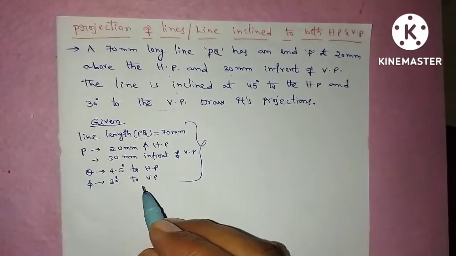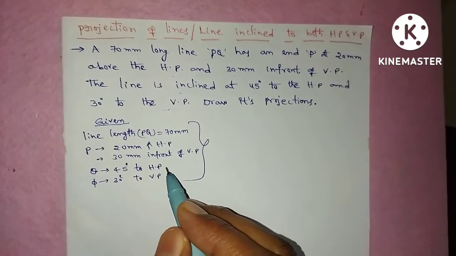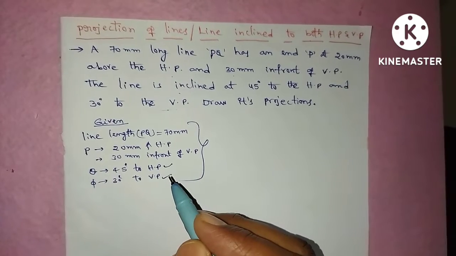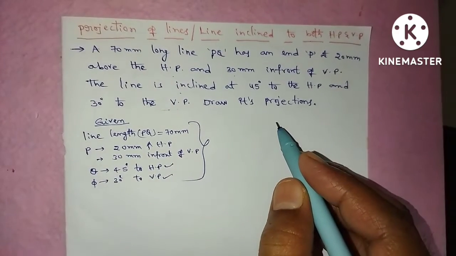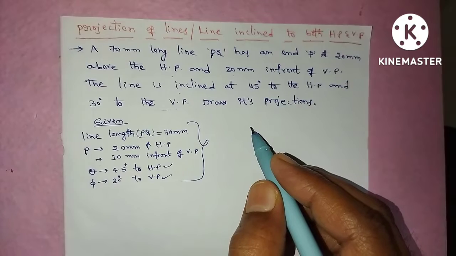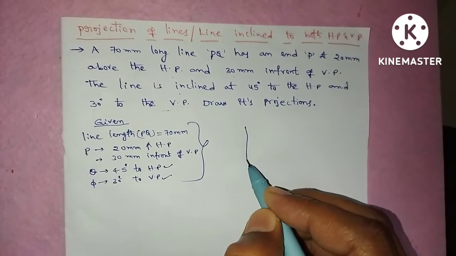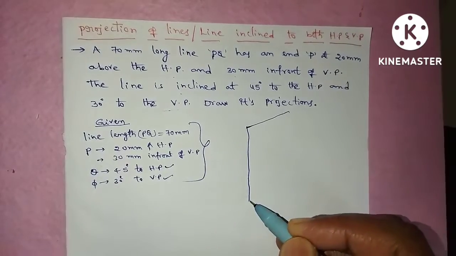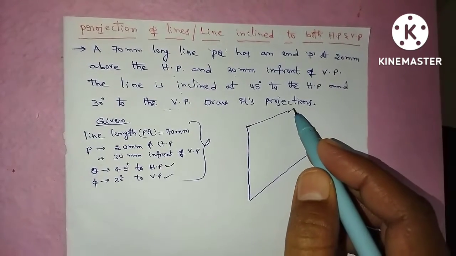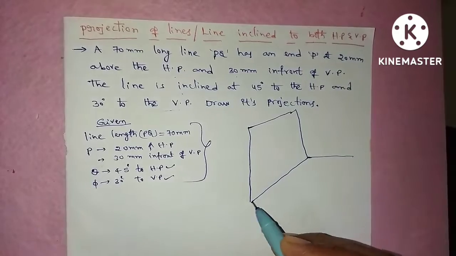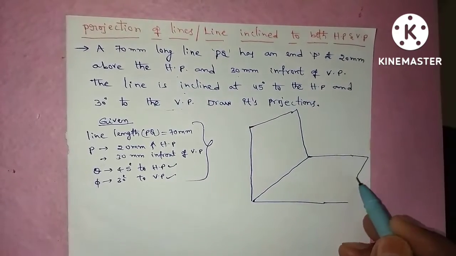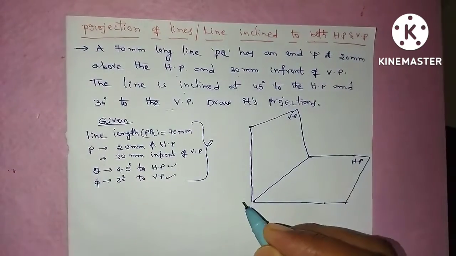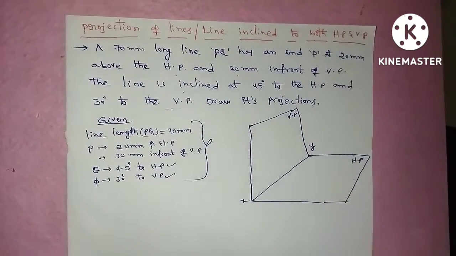So this problem is solved in two stages. First we have to consider it inclined to HP and then inclined to VP. Whenever the line is inclined to HP, you draw the front view and top view, then inclined to VP, draw the front view and top view, then go for inclined to both the planes. For this I am considering the reference planes HP and VP. So this is HP and this is VP. So this is the XY line.